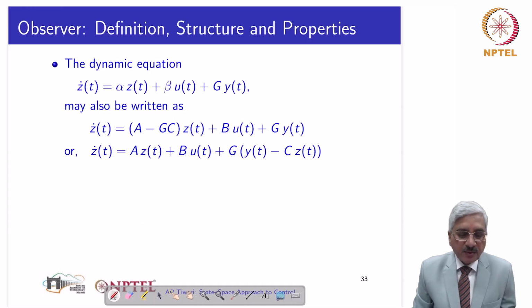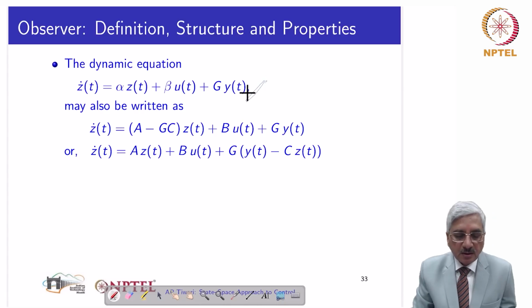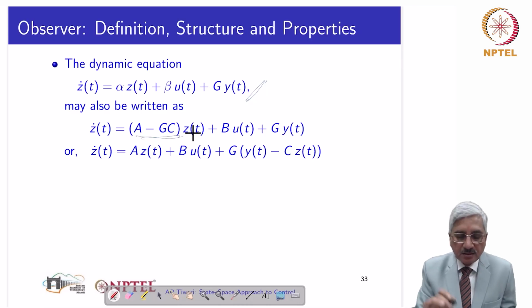So it becomes like this. We started with this equation for the observer, and because alpha is A minus GC, we substitute that A minus GC, and beta is B, we do that substitution, and G is there as it is. Now we do rearrangement. A times Z(t) is written here, B times U(t), and that GC Z(t), G is taken common, that CZ(t) is here, and Y(t).